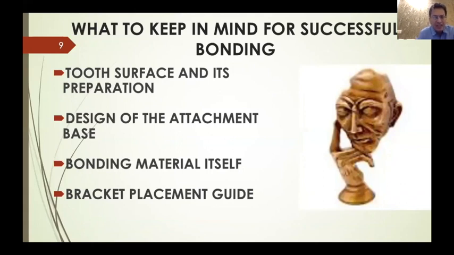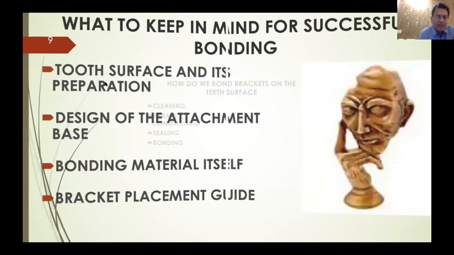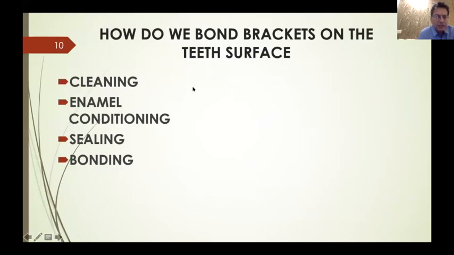Now let's look at what needs to be kept in mind for successful bonding. You need to clean and prepare the tooth surface, the design of the attachment base, the bonding material, and the bracket placement guide. These are critical factors. So the first step is cleaning. We often omit this. We directly go on to applying the etchant and start bonding. The most critical first step in bonding is cleaning, followed by enamel conditioning, sealing, and then bonding.